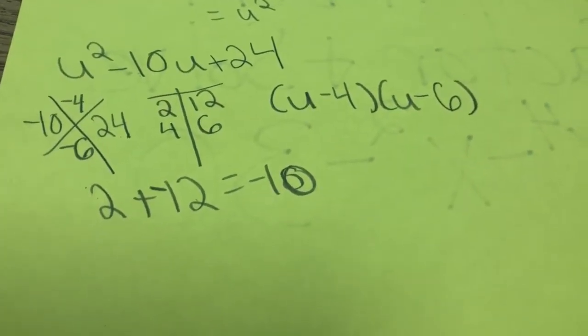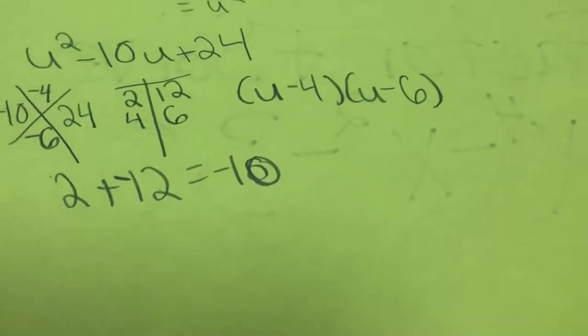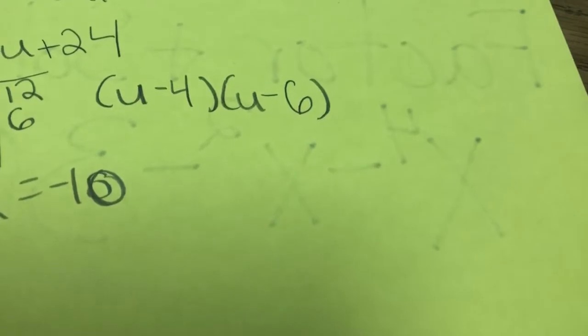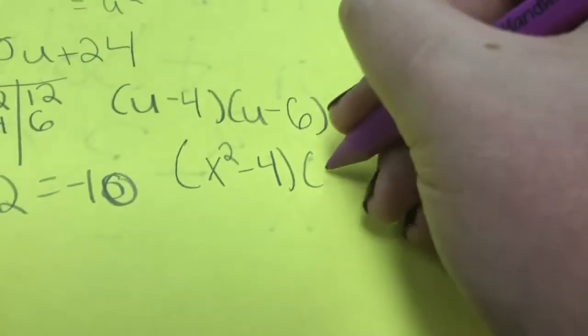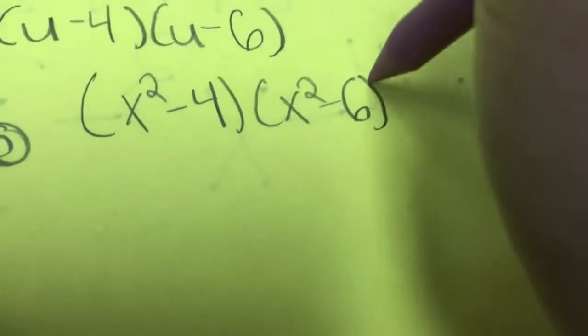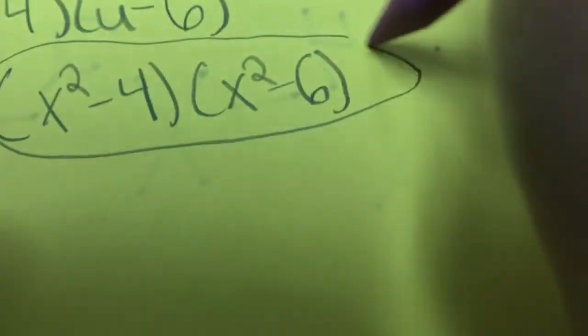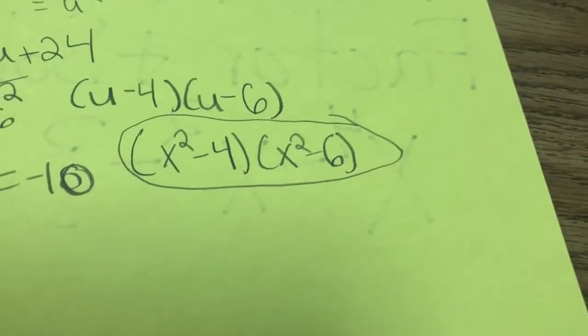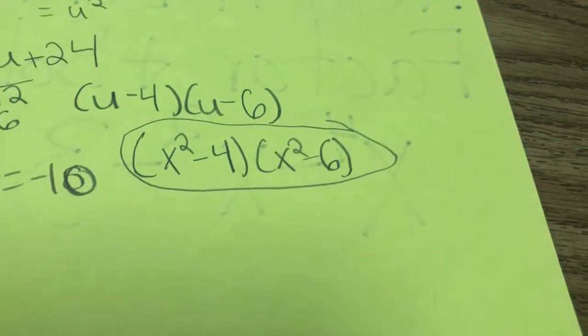And for this one, it said factor into factor form, so we are not done yet. You have to put in your x squares again. So this is going to be x squared minus 4, and this is going to be x squared minus 6. And this is your factored form. So this would be found at the top of your next one in your scavenger hunt.